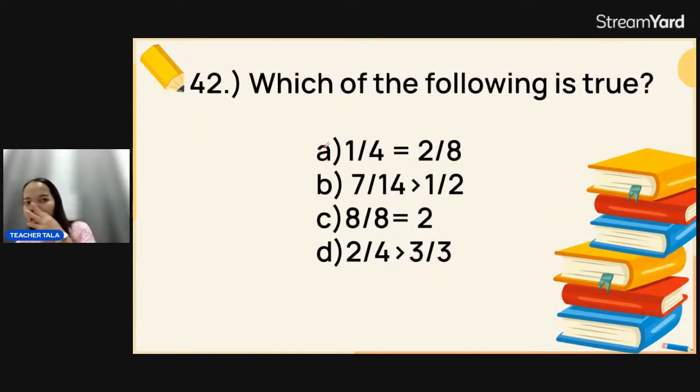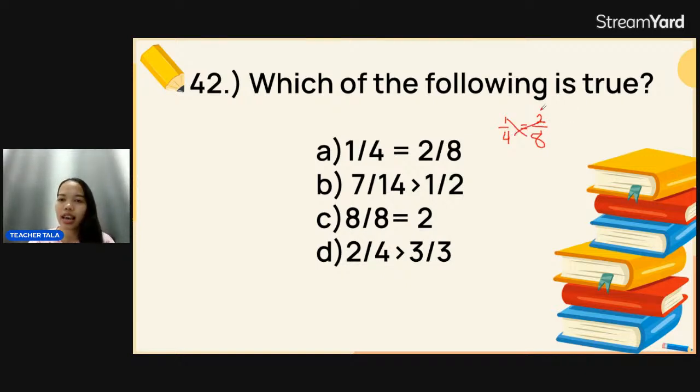Next, we have number 42. Which of the following is true? Okay, so we have A, 1/4 is equal to 2 over 8. Letter B, 7 over 14 is greater than 1/2. C, 8 over 8 is equal to 2. D, 2/4 is greater than 3 over 3. Ang gagawin natin is we're going to check. So, paano ba? Ganito yung pagkaka-write ng fractions, right? So, we're just going to use the cross-multiply.